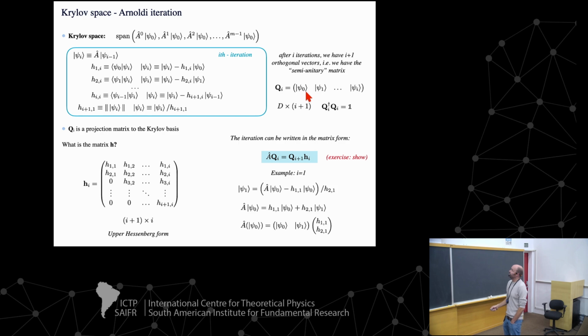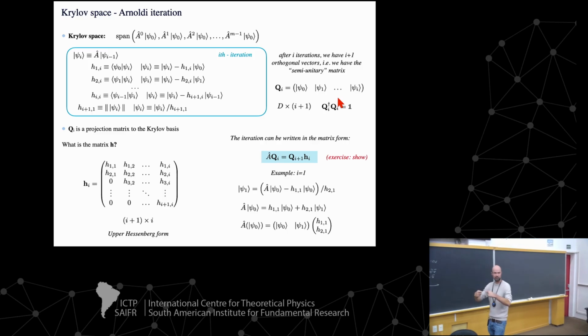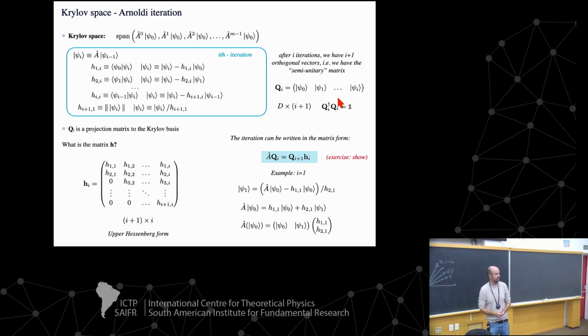Because I constructed them in an orthonormal way, I know that this Q is really a semi-unitary matrix, meaning that Q dagger Q is again the identity. If I do Q dagger, I just build the Hermitian conjugate of this thing here. Of course, all of the different Krylov states are going to be orthogonal, and the same one is just going to be normal, so this is going to give me an identity.